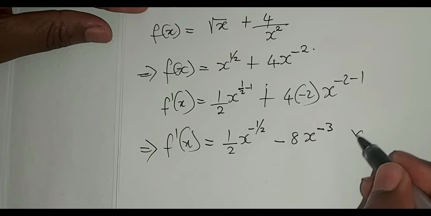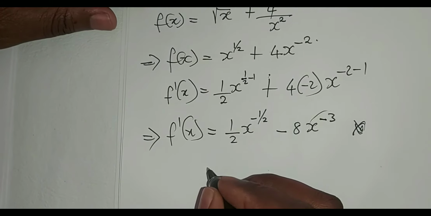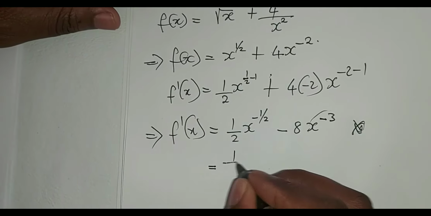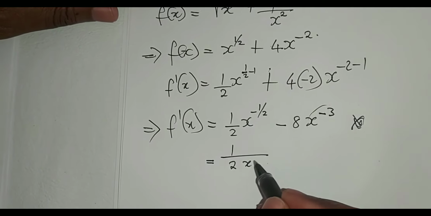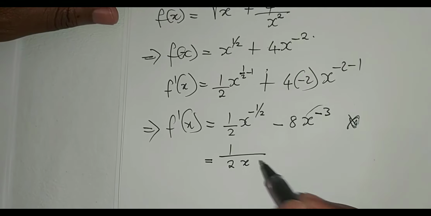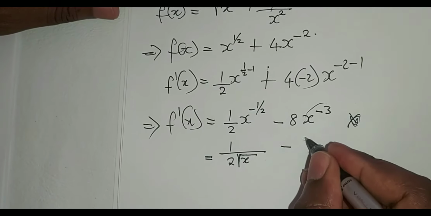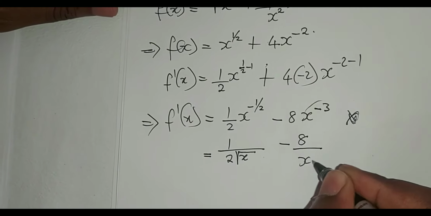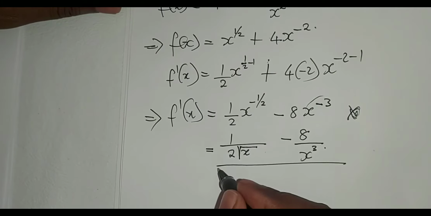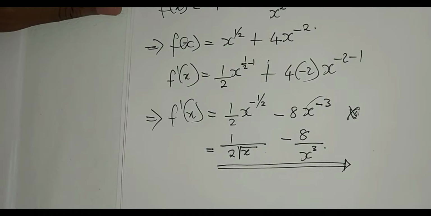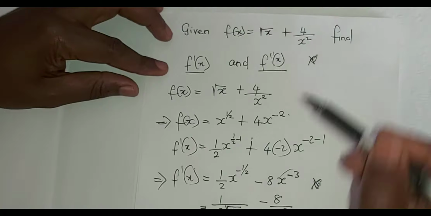Here the differentiation is done, but we have negative exponents. We must take them to the denominator, which means it will be 1 over 2 x to the power half. It becomes positive half, but since it's positive half, we can also write it as a square root, minus 8 over x cubed. This becomes the first derivative. So we now want to find the second derivative, f dash dash.